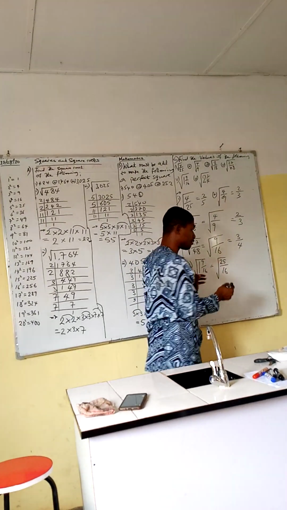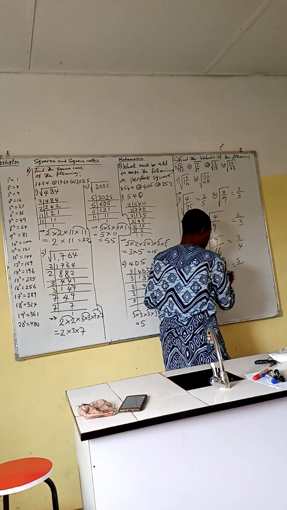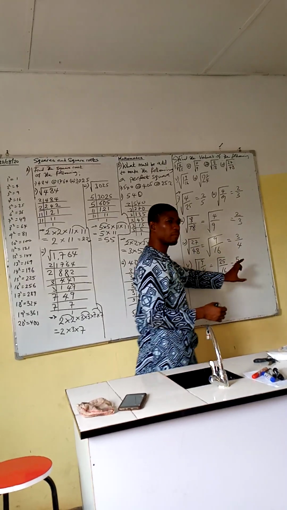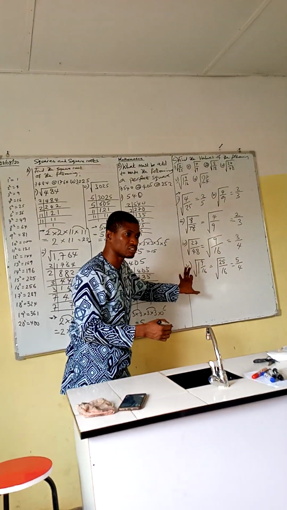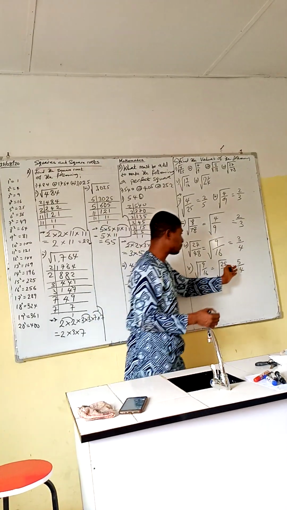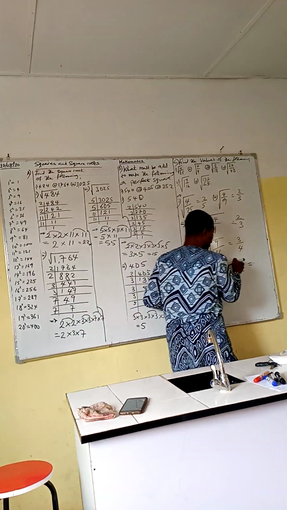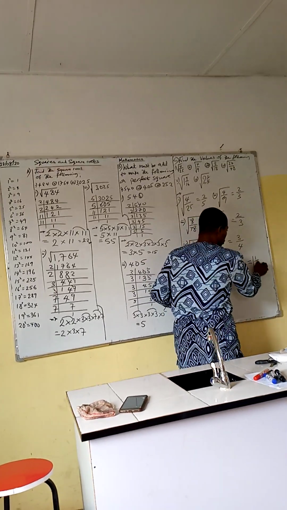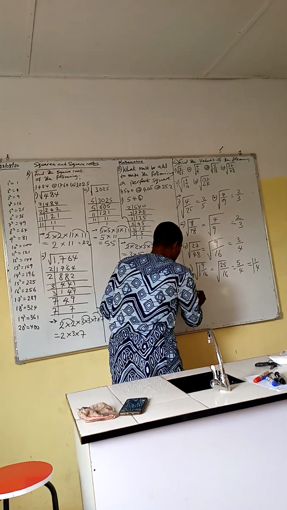So both are now perfect squares. What's the square root of 25? 5. What's the square root of 16? 4. Your answer must be in the form of the question. The question was in mixed fraction, so please convert your answer back to mixed fraction. So 4 into 5 is 1, remainder 1. So 1 and 1 over 4.